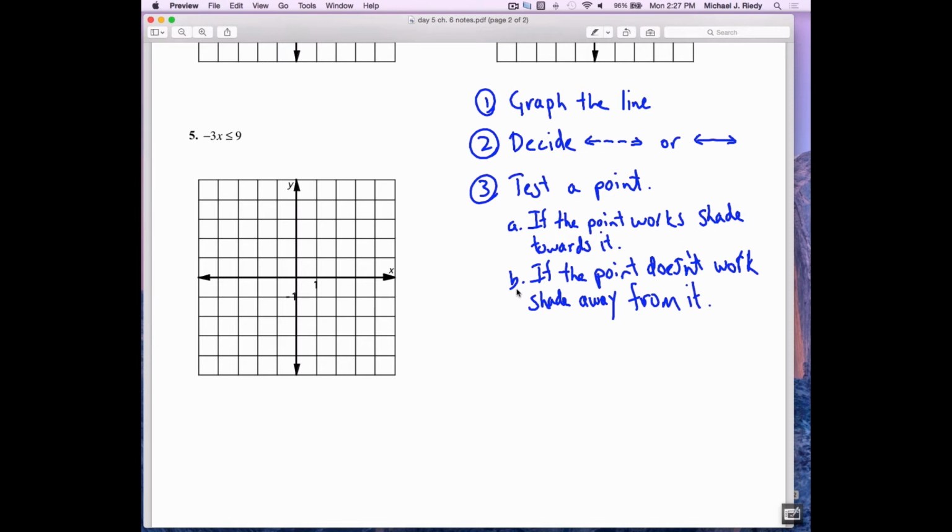How'd you start in this problem? Divide by -3. And when you divide by a negative number, what do you got to do to the sign? Yeah, so x is greater than or equal to -3. So graph the line as if it were an equal sign. So that's a vertical line through -3. 1, 2, 3. Put a dot there. Solid or dashed? Solid.